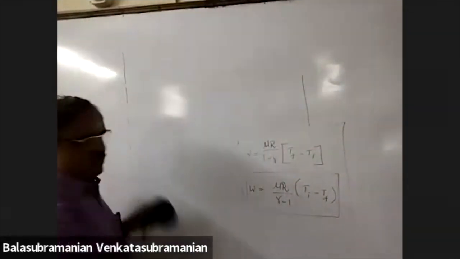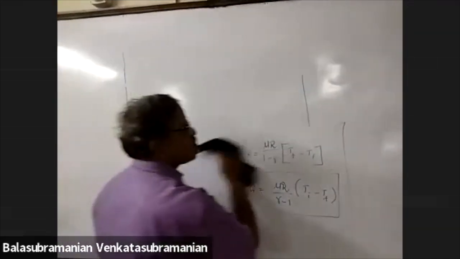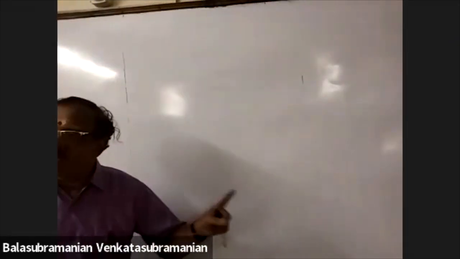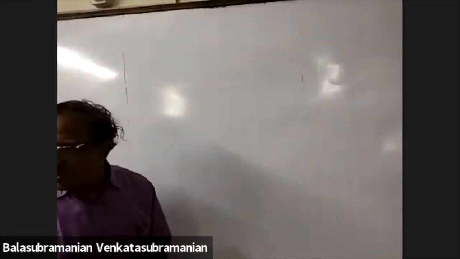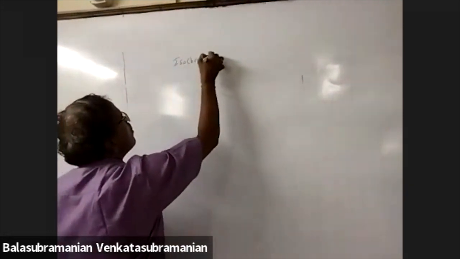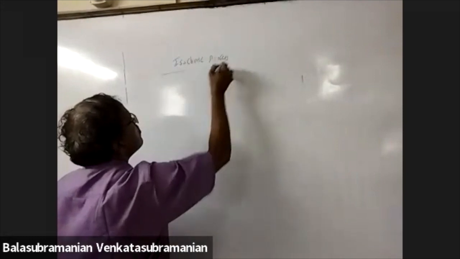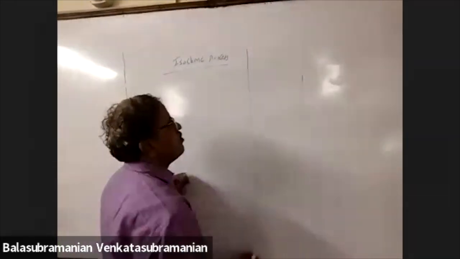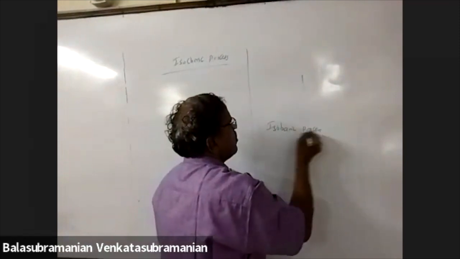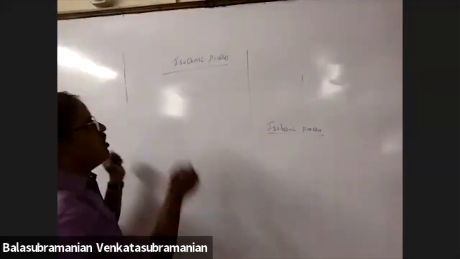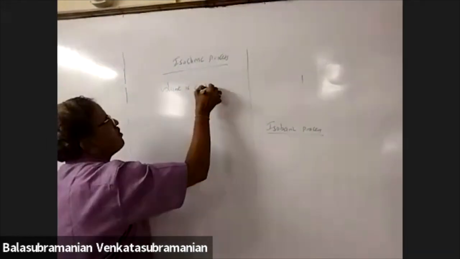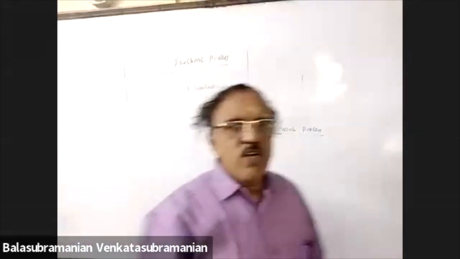Isochoric process. Isothermal, adiabatic we have seen. Now isochoric. Isochoric means volume is constant, pressure is variable, volume is constant.